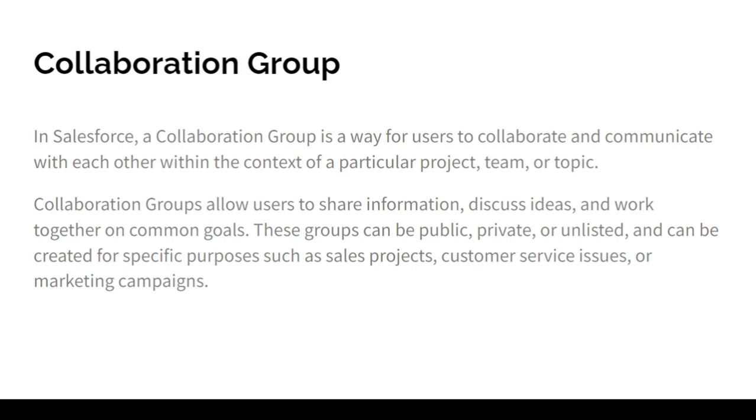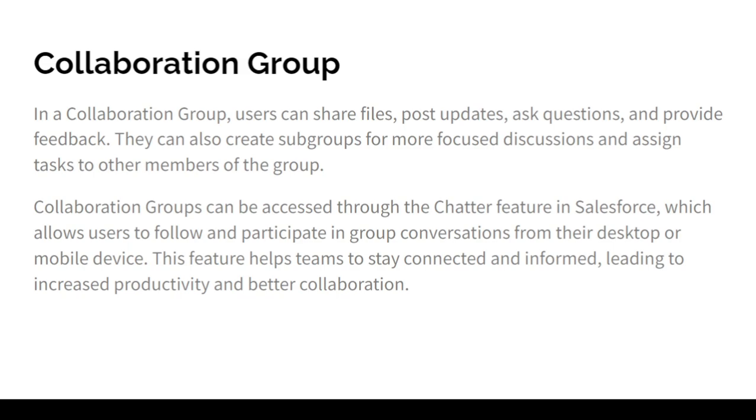Now we have heard about groups, and this is a collaboration group. These two things look the same, right? But are they the same? Let us see further. In a collaboration group, users can share files, post updates, ask questions and provide feedback. They can also create subgroups for more focused discussion and assign tasks to other members of the group. Let us iterate again: in a collaboration group, users can post, ask questions and provide feedback, and they can create subgroups for more focused discussion.